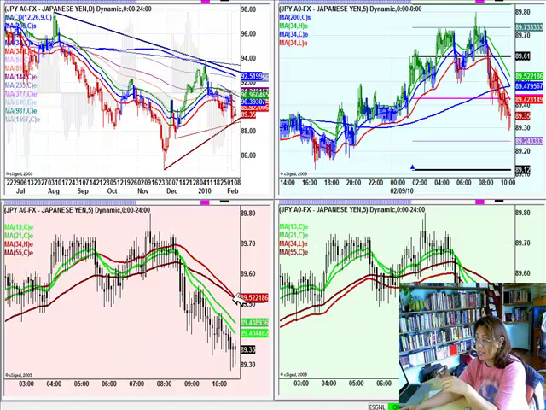The reds are basically the warning track and your stop loss. Right now you can see they're overlapping. Usually you'll see a separation like this where the lower of the two in the downtrend will be your warning track, and then you'll have your out with the higher of the two.